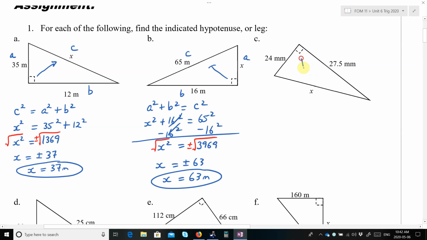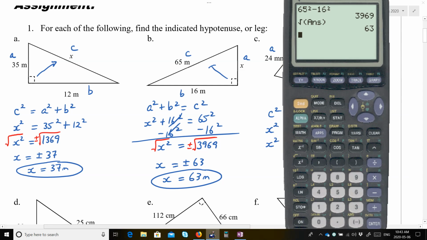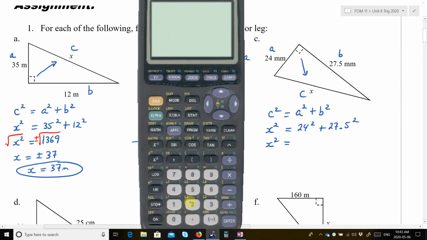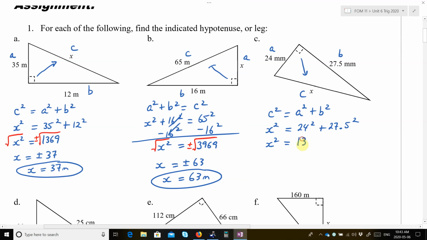All right, in letter C, across from the 90 is the hypotenuse, which gets labeled C. So we can call this A and this B. This time I'm going to go C squared equals A squared plus B squared, because we usually like the unknown letter on the left side. So I'm going to plug x in for C. X squared is equal to 24 squared plus 27.5 squared, and we get 1332.25.